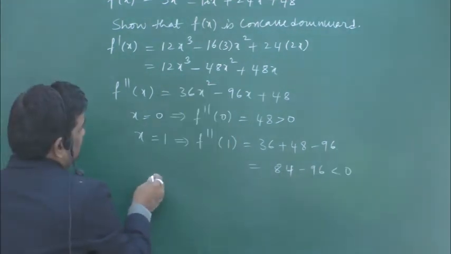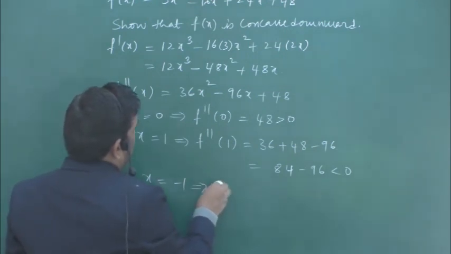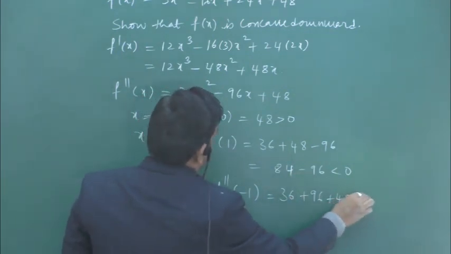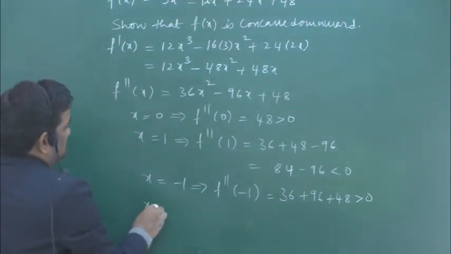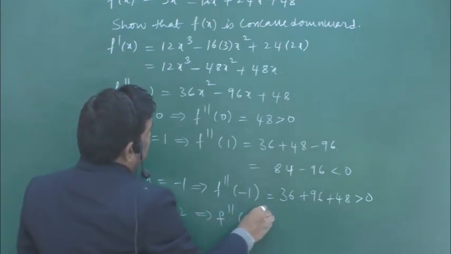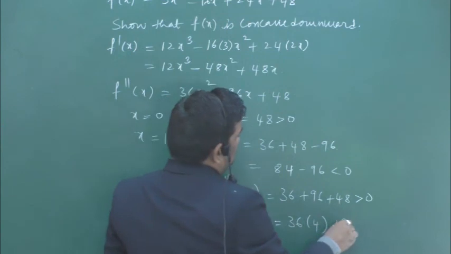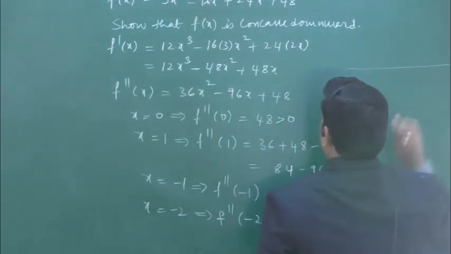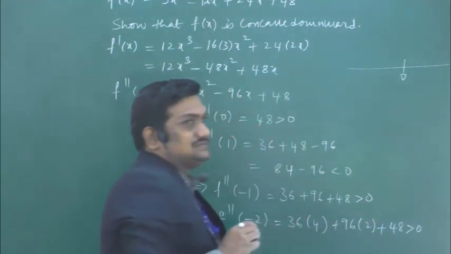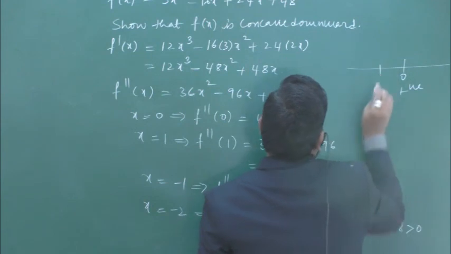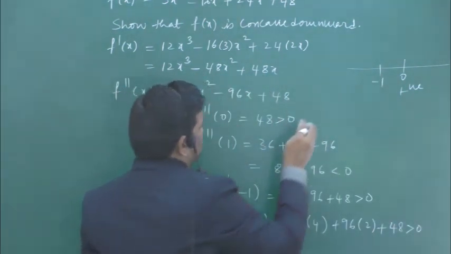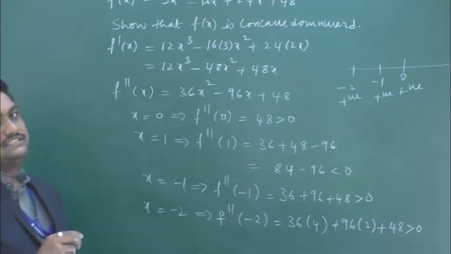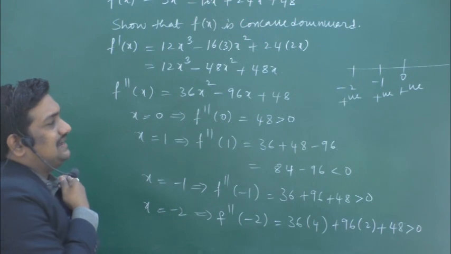You take x equals minus 1, then it will be 36 plus 96 plus 48. It is also positive. You take another value x equals minus 2, then f double dash of minus 2 is 36 into 4 plus 96 into 2 plus 48, and it is also positive. So on the number line, for 0 the second derivative value is positive, for minus 1 it is positive, and for minus 2 the second derivative is positive. So you can conclude that the second derivative is positive for every value on the left hand side of 0.